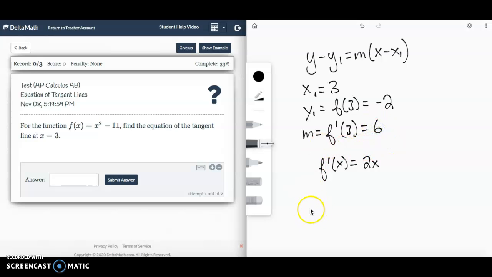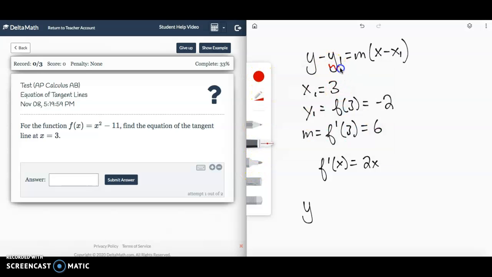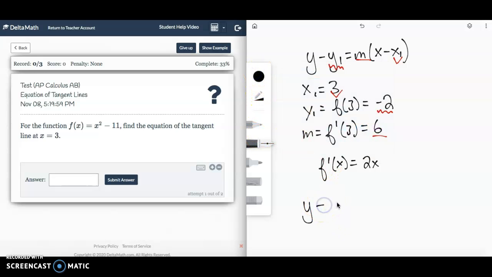So then my equation of my tangent line would be when I fill in everything, right? Because I have all of my pieces, y1, m, and x1. Okay, so let's do it. y minus y1, so it would actually be a positive 2, right? y minus a -2 equals m, which is 6, times x minus x1, which is 3.